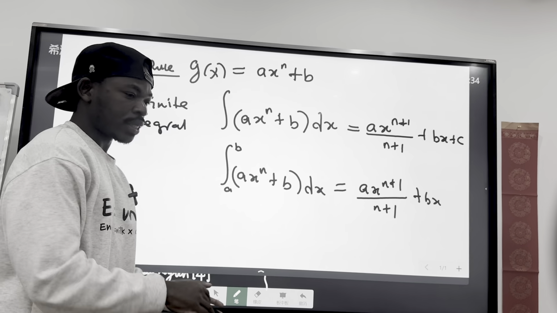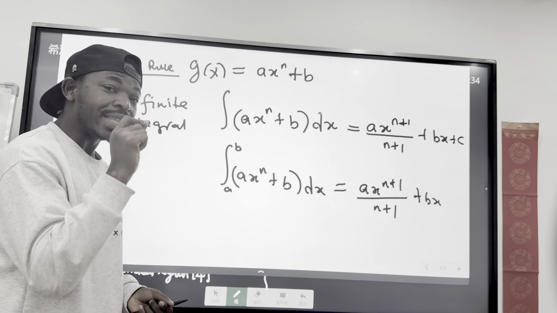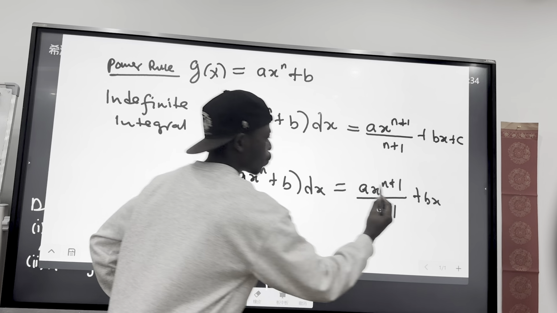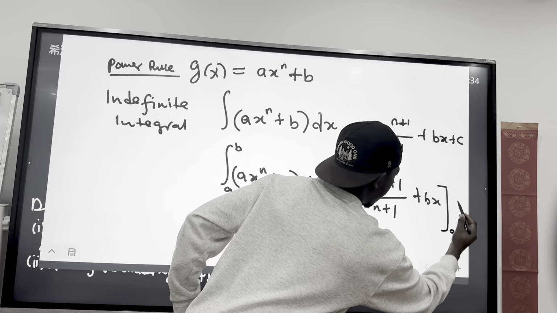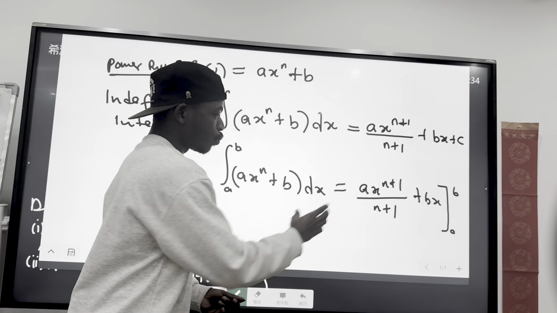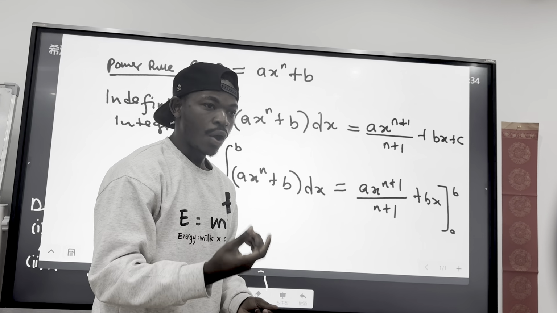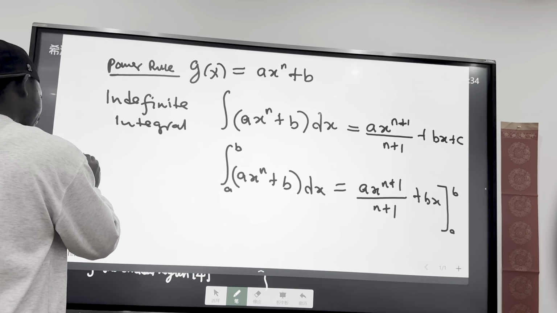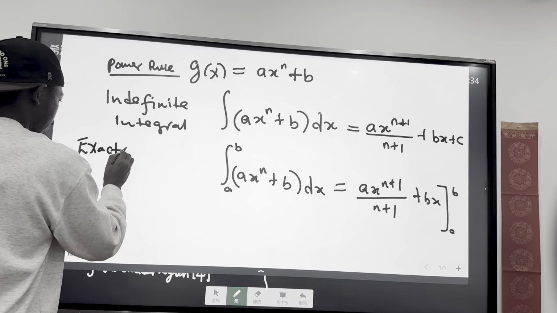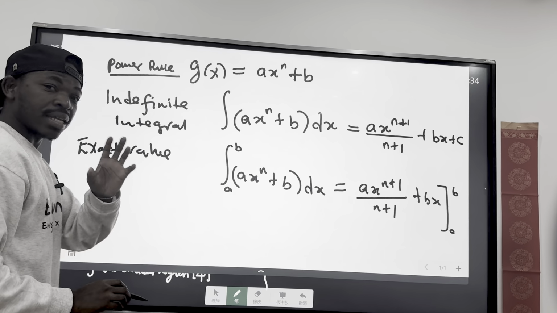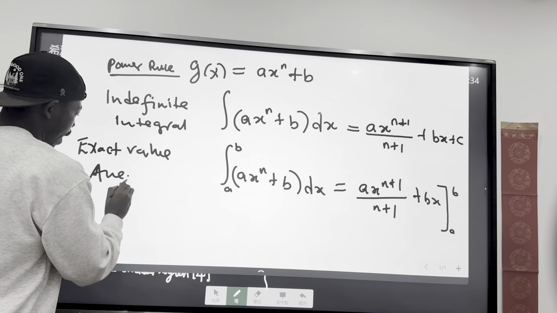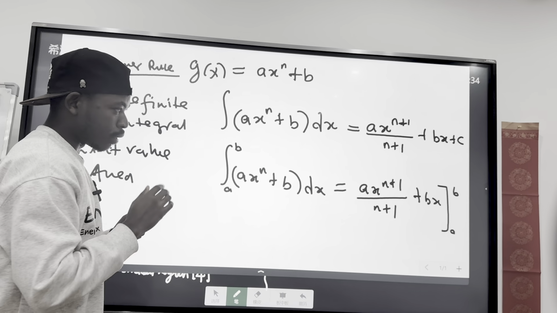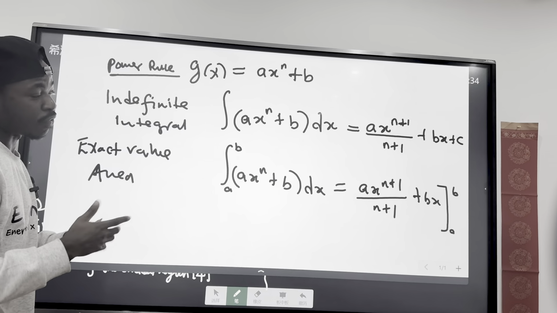But this time around, I'll not say plus c. I'll now find the exact value. So I'm integrating this between the limits a and b. These limits allow you to find an exact value. This time around, you are finding an exact value, and this exact value represents the area of that function between the limits a and b. I'll explain more about what I mean by finding the area.